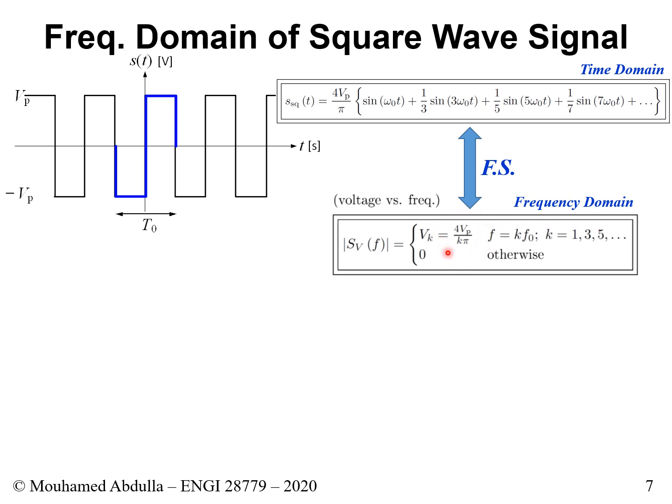So you have to be careful here. This is where students make mistakes, right? Vp is not the peak value of the sinusoid. Vp is the peak value of the square wave. The peak value of each sinusoid is this thing here.